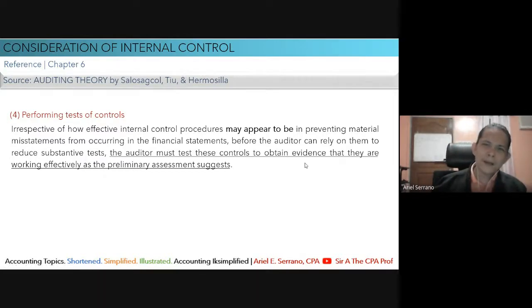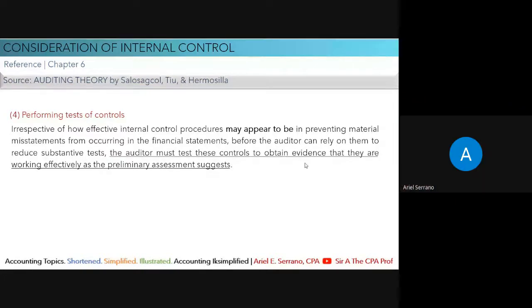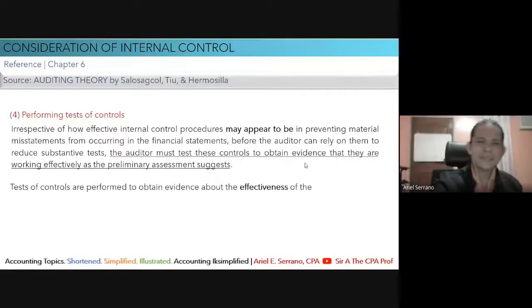So papatutuhanan or papasinungalingan natin yung initial na assessment natin na mukhang reliable si control. Pag mukhang reliable, okay, pag na-test na natin, after TOC, nasabi natin reliable, we reduce substantive testing. Pag hindi, increase. Paano natin ginagawa yung test of controls?